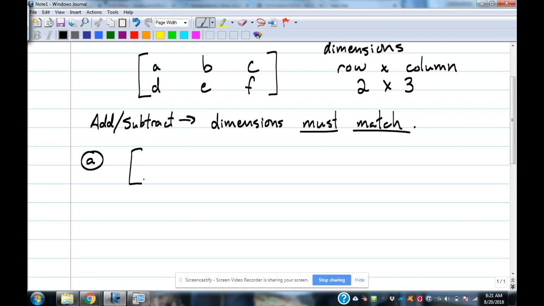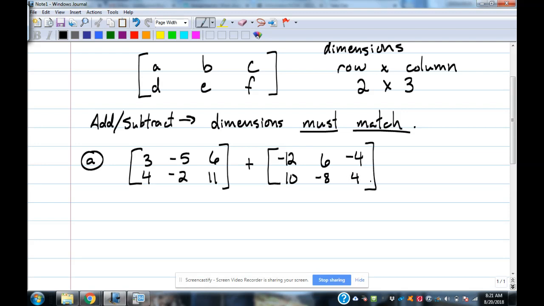So, example A. Let's say we've got this matrix 3, -5, 6, 4, -2, 11, plus another matrix, -12, 6, -4, 10, -8, 4. Okay? The first thing you should check before you start doing any mathematical work is what are the dimensions of these 2 matrices we're trying to add together. What size is this first one on the left? 2 rows by 3 columns. What size is this one? 2 rows by 3 columns.